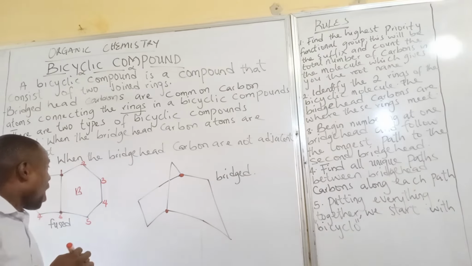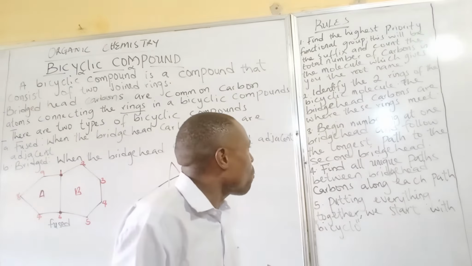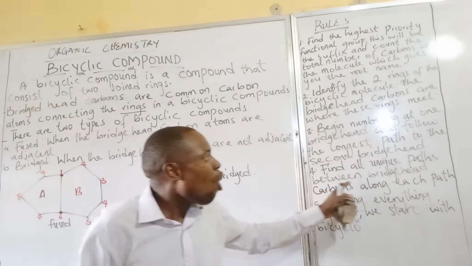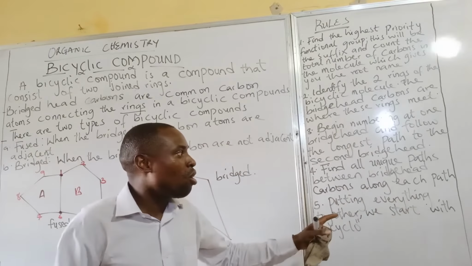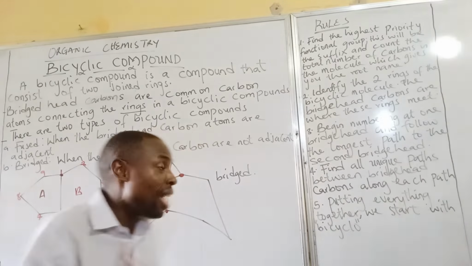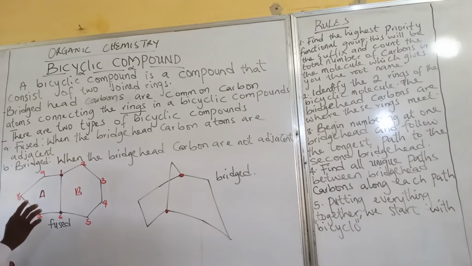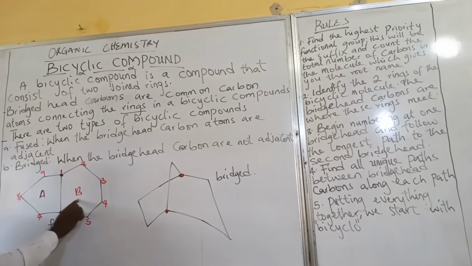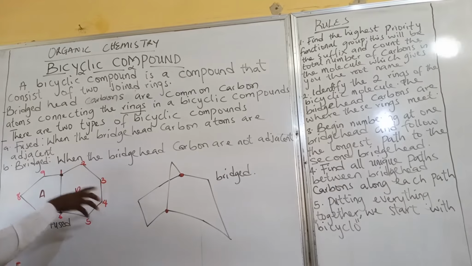You see it now. And when you start from there, number 4 is find all unique parts between the bridgehead carbon and along each part. Meaning you are just after the size. And what is the size? Meaning, look at it, I'm having here A and B. The ring contains the largest part. Now look at it, this is the rule.